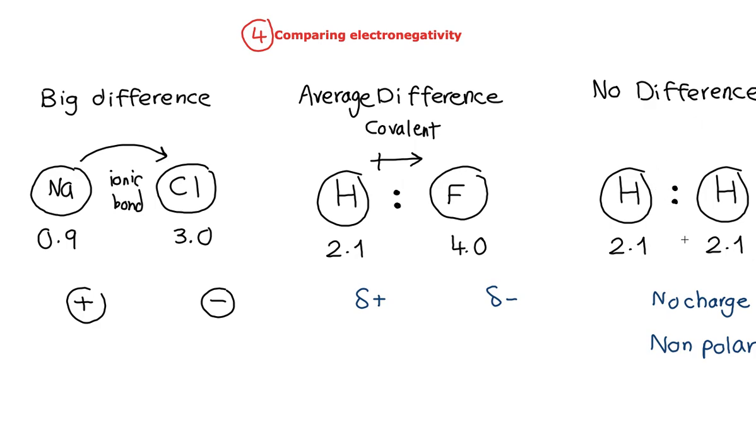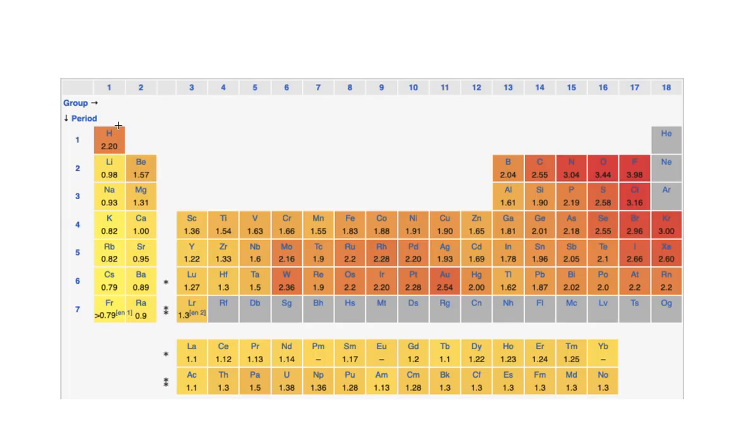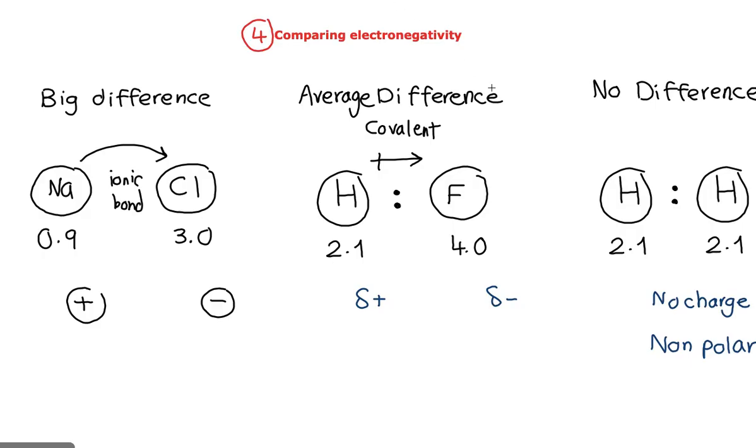Or there is no difference here because they are both the same atom, so they have the same electronegativity value. If we go to the periodic table and look, we will see that the value is almost 2.2, and this causes them to have similar electronegativity, 2.1 or 2.2. So there will be no charge and no polarity, as we'll explain later.